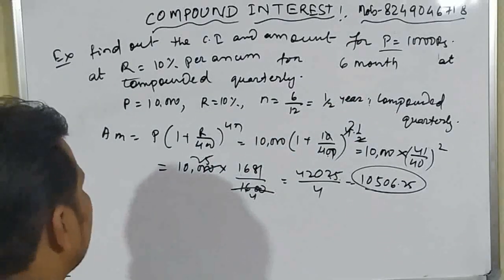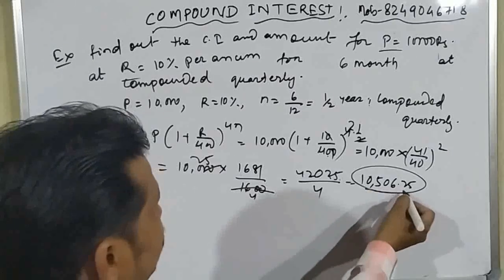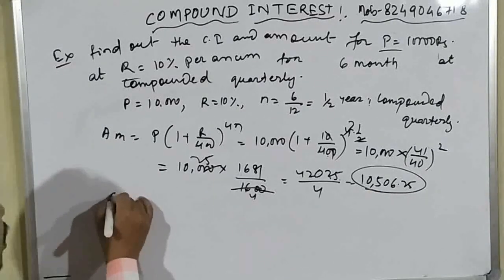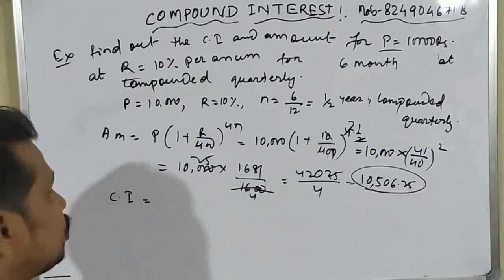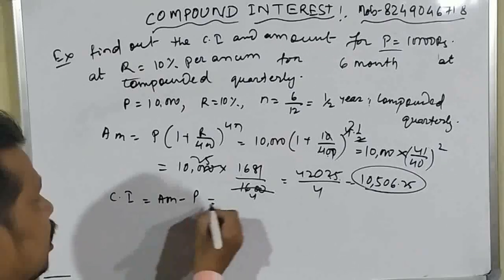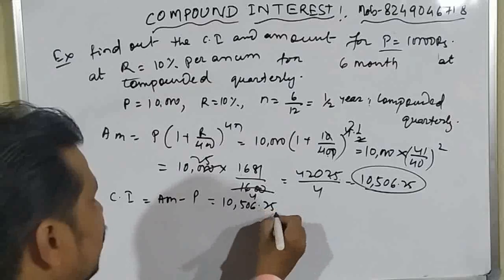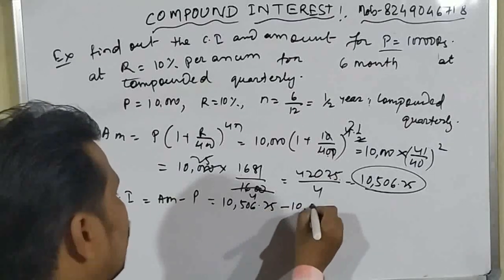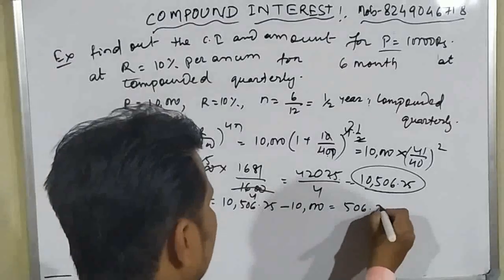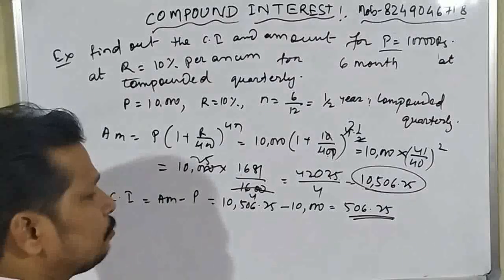Okay student? So we have got the amount, the value of the amount is 10,506 rupees 25 paise. So we can find out the compound interest, which is equal to amount minus principal, and your amount is equal to 10,506.25 minus 10,000, which is equal to 506.25. That means 506 rupees 25 paise.